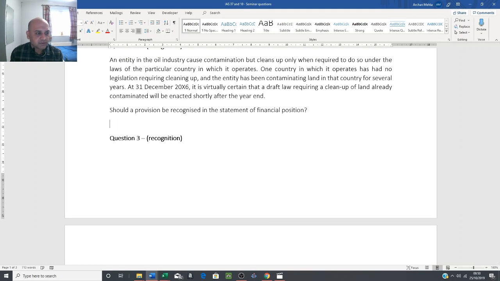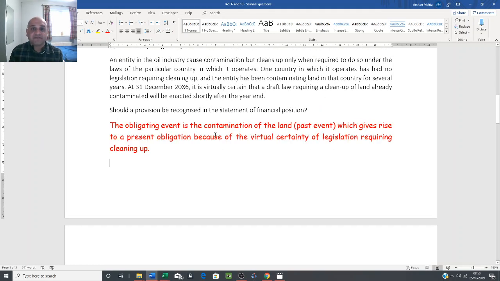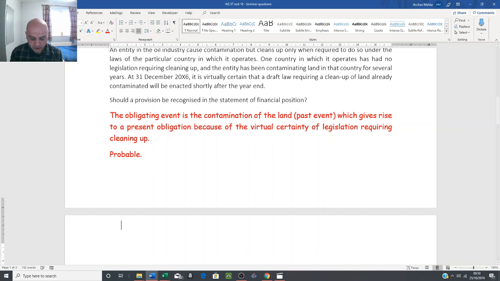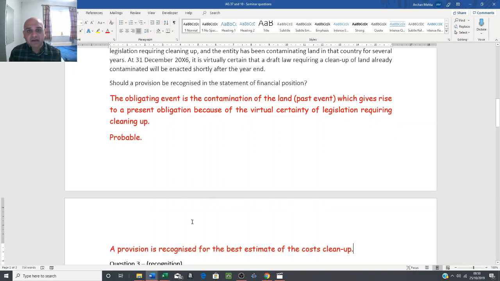This is question 2, starting with the first criteria, present obligation. The obligating event is the contamination of the land, right? Which is the past event, which gives rise to a present obligation because of the virtual certainty of the legislation requiring the cleanup, which actually makes the outflow of economic benefits probable. And therefore, the provision is recognized at the best estimate at 31st December 2006. If we can work out how much it is going to cost us, we are going to recognize the provision.